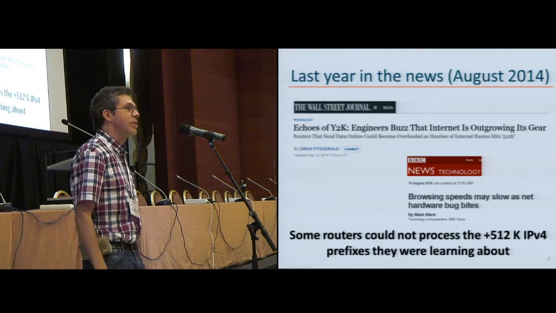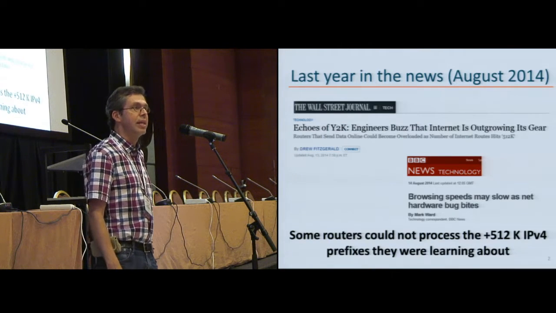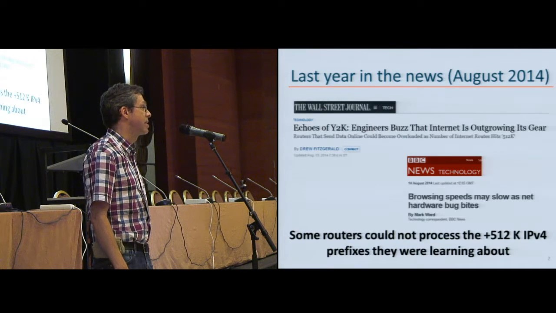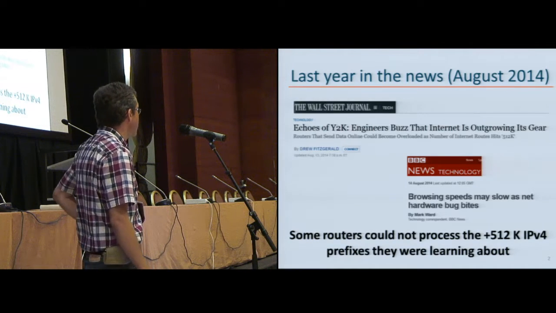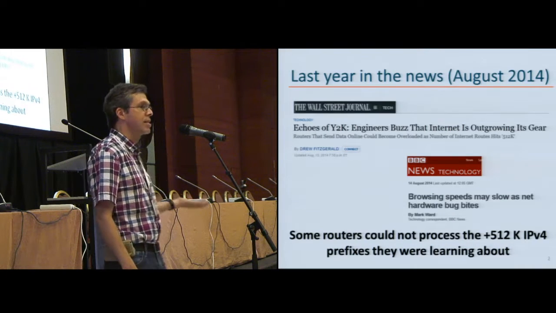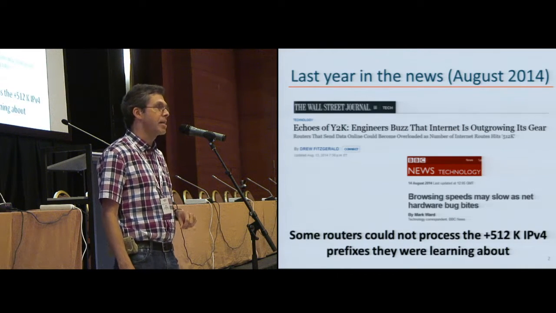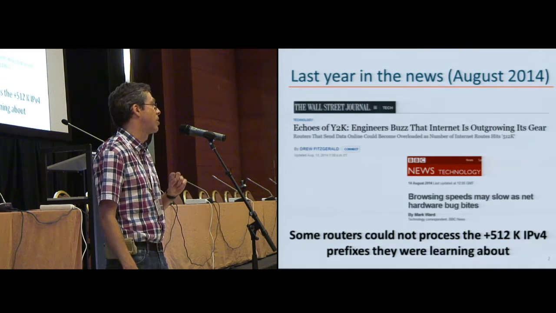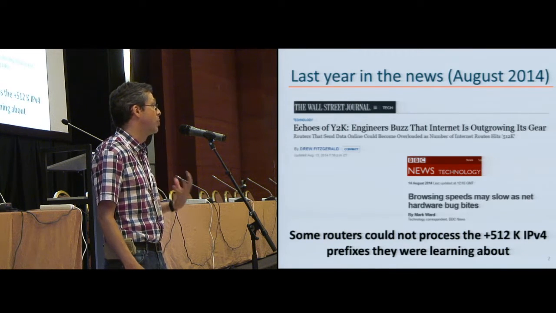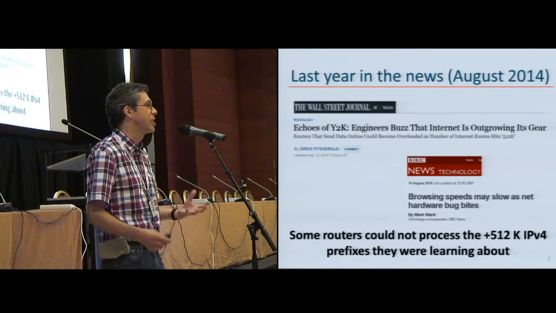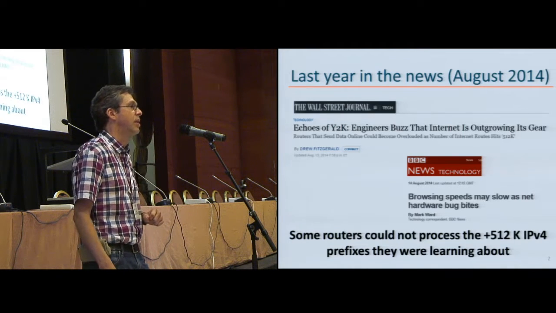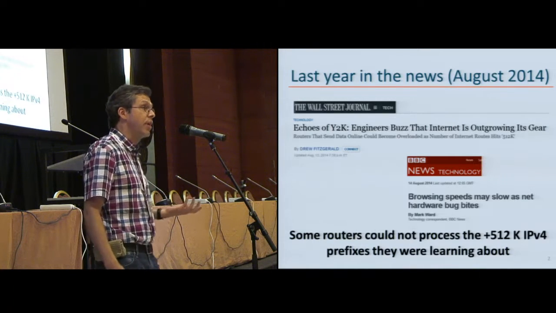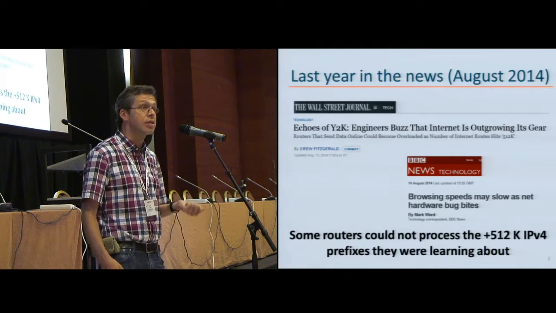News from August last year came to remind us that the internet routing system is engineered and has limitations. In August last year, the number of globally advertised IPv4 prefixes went past the 512K mark, which was the default forwarding table size of some routers. These routers could not cope with all the routes they were receiving, which caused some noticeable degradation on the internet. As a matter of fact, the internet routing system does not scale well.